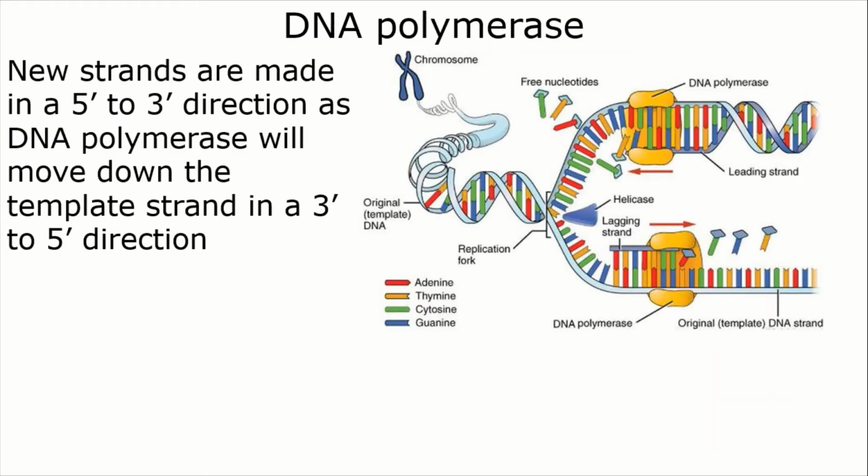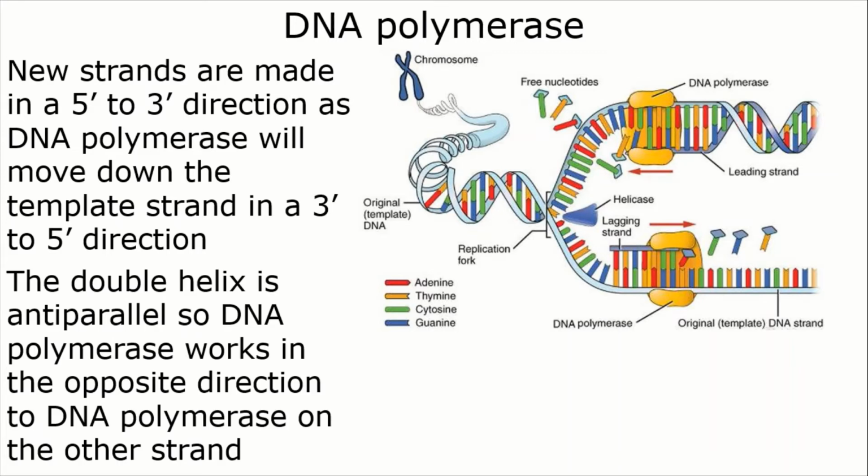And this is because DNA polymerase is always moving in a 3' to 5' direction. And because the double helix is anti-parallel, the new strand is always being made in a 5' to 3' direction. This is quite a confusing concept to get your head around. It's something I spent a really long time trying to understand.